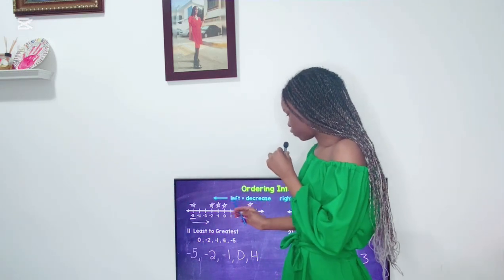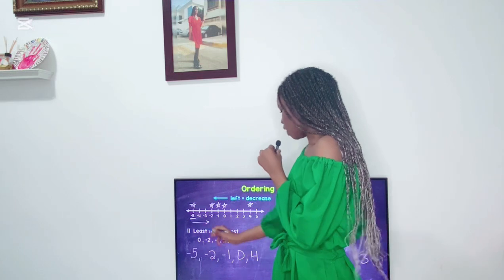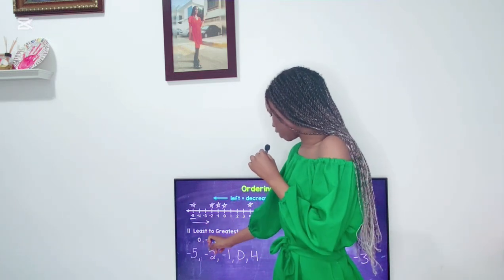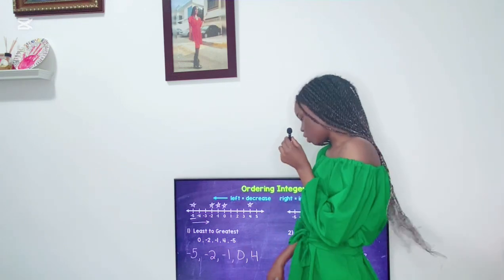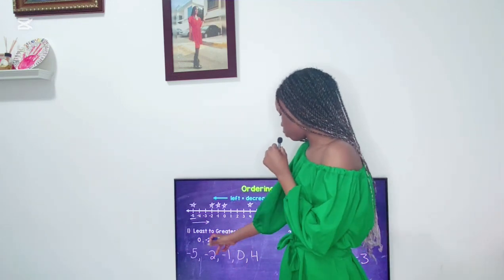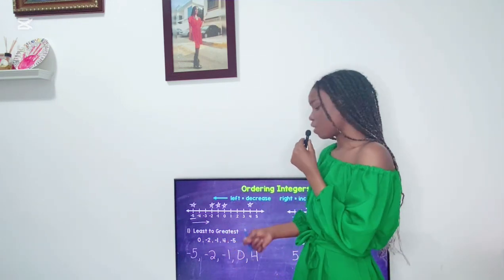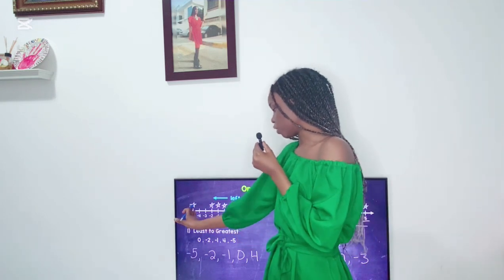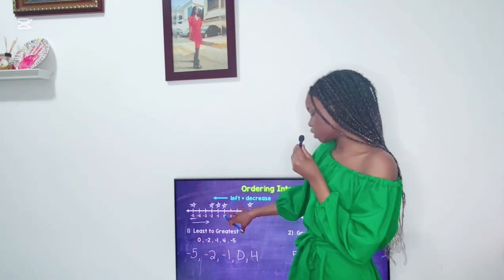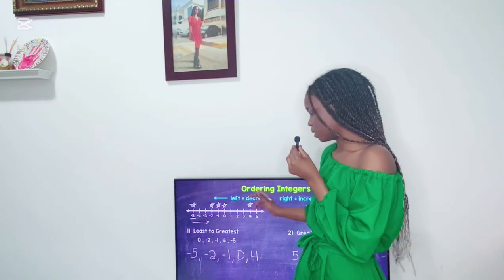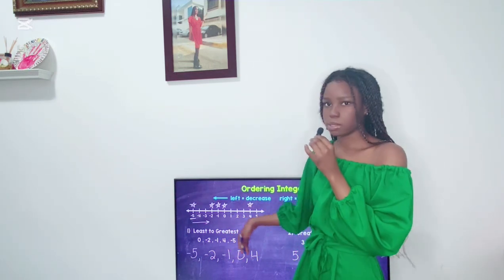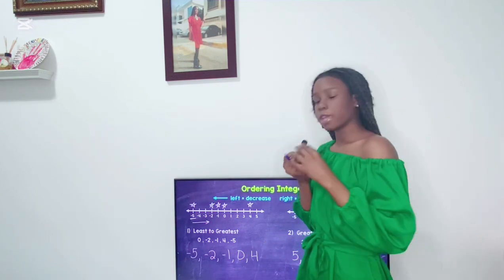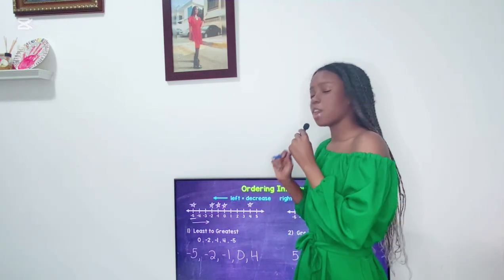All right, so for number 1, we have a 0 here. We have a -2, a -1, 4, and a -5. So how many negatives do we have? 1, 2, 3. Okay, so obviously the negatives are going to be over here. They're going to be the least. The positives are going to be the greatest, and 0 is going to be in the middle. It's not greatest and it's not the least. Do we have a 0 though? Yes, we have a 0.